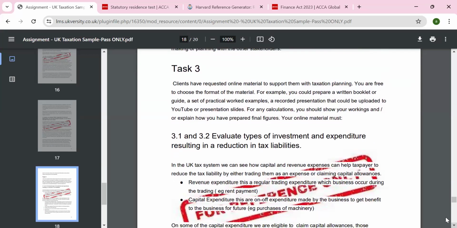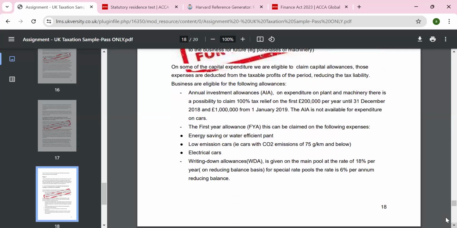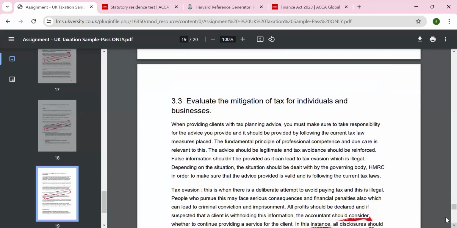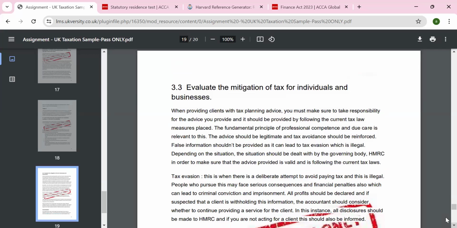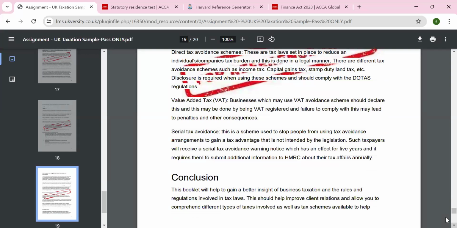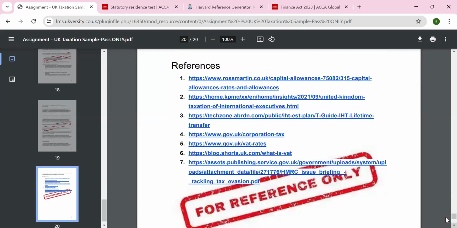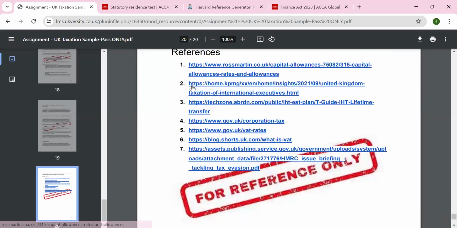We can look around in task 3, which is based on the learning outcome: investment expenditures, written down allowance, annual investment allowance, tax mitigation for individuals and businesses, HMRC rules, VAT exempt schemes. So these are for when you're adding the examples, and then of course we can look around the conclusion and the reference list. This is not Harvard referencing because it has not been cross-referenced in the text. It should be cross-referenced and should have an access date, the date we visited the website, and we can include these in our assignment accordingly.